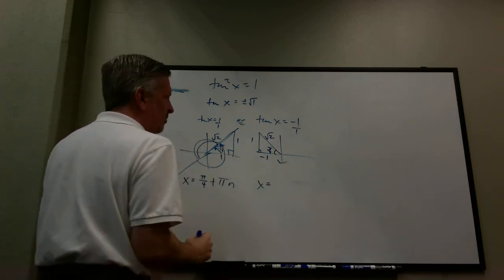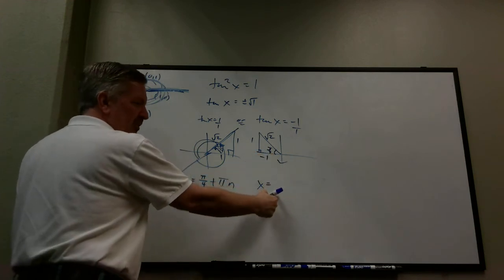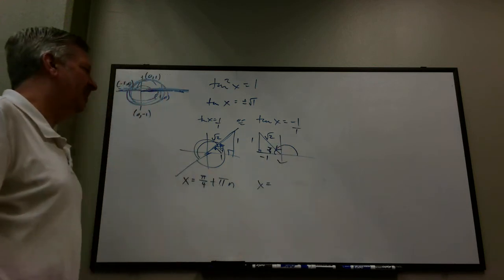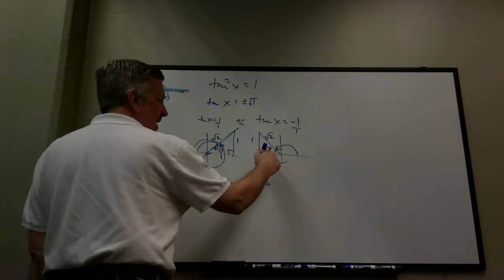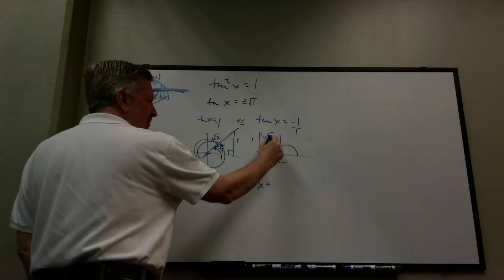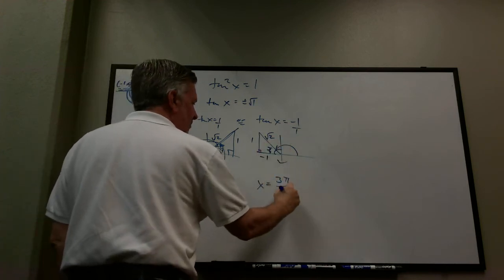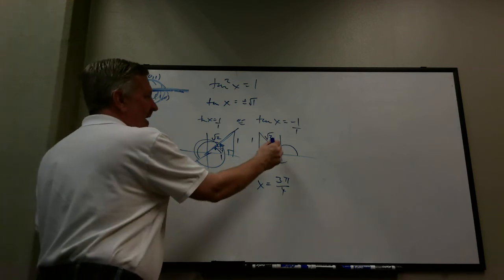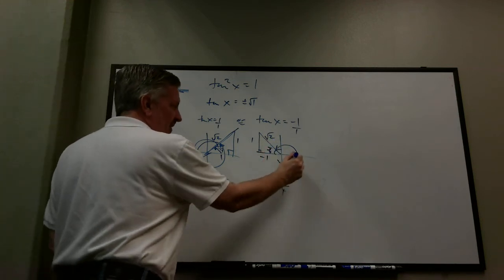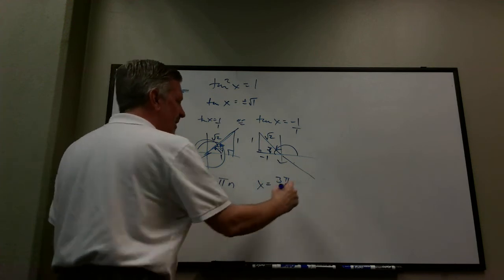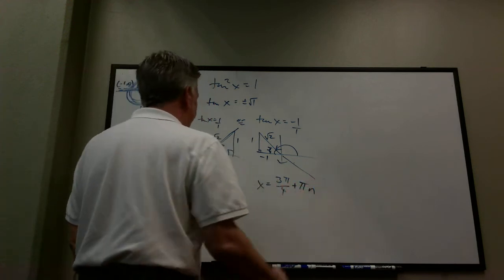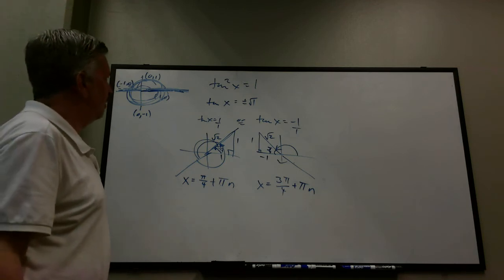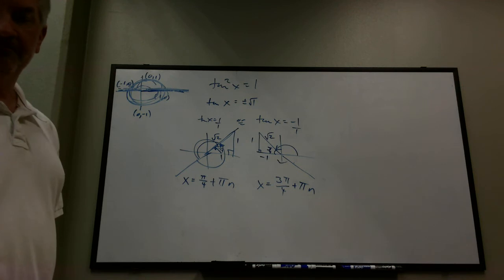Okay, now what's the solution here? Now be careful, the solution here for this part is not pi over 4. You have to get the angle in standard position from there to there. And that angle is pi minus pi over 4. Pi minus pi over 4 is 3 pi over 4. And again, since the period of tangent is pi, if I add pi to this solution, that would give me a solution again over there. And so you put plus pi in. So there's all the solutions for this equation, tan squared x equals 1.